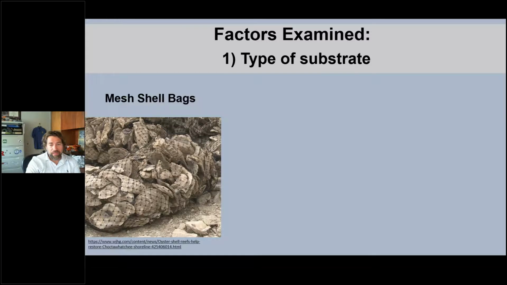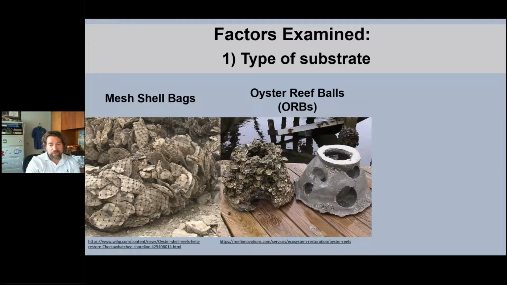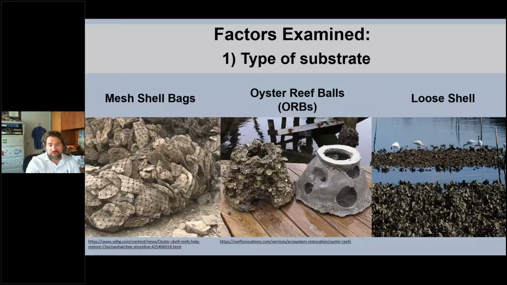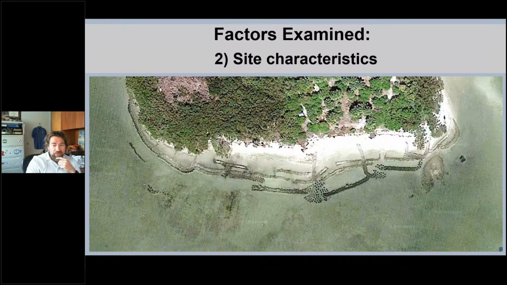We examined a few things with that goal in mind, and one of the things we wanted to know about was the type of substrate, and the three major substrates that we compared were mesh shell bags, oyster reef balls, or reef domes, as some of you may know them, and then loose shell that was placed to create reefs, and then compare that to natural oyster reefs as sort of a fourth substrate. But these were the three main created reef substrates that we examined.